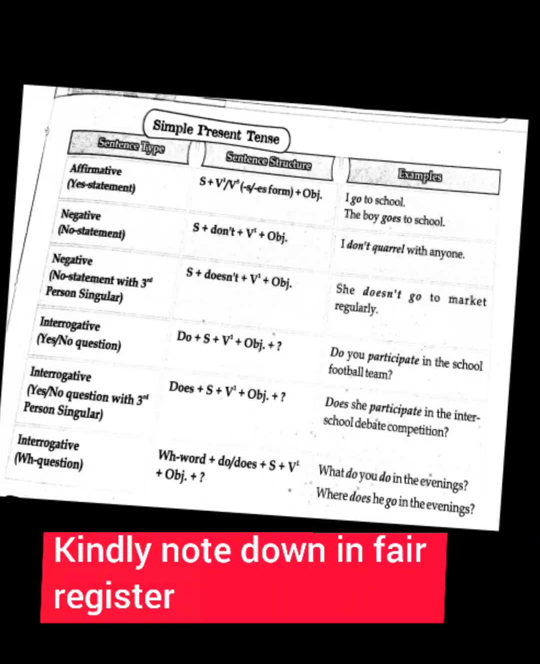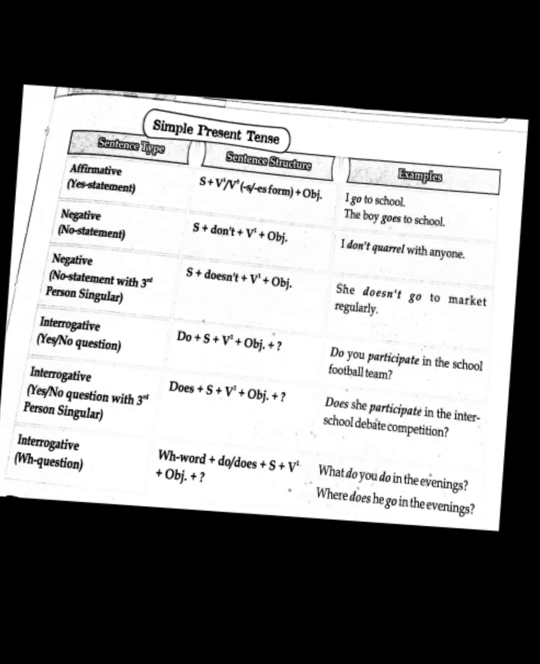So the structure or the rule will be subject plus verb first form plus s or es, that is also known as verb fifth form, plus object. So students, here we have to use subject plus verb first form plus s or es plus object. So examples can be I go to school. Students, here we have used verb first form go. But whenever I will be talking about third person, that time I have to use s or es. Like the boy goes to school. Clear? Now let's see the negative case.